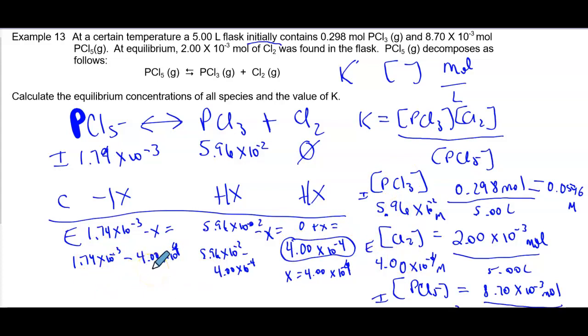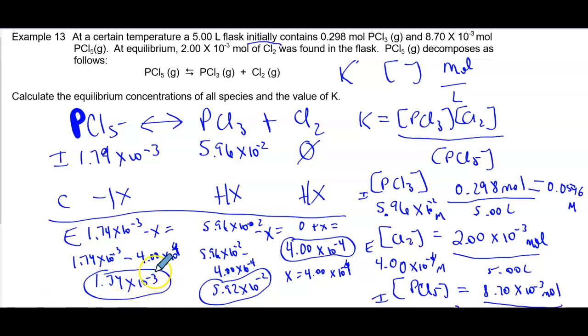So I'm going to take 1.74 times 10 to the negative third minus 4.00 times 10 to the negative fourth, and I get 1.34 times 10 to the negative third. And then I'm going to do this part next. 5.96 times 10 to the negative second minus 4.00 times 10 to the negative fourth. And I get this one to be 5.92 times 10 to the negative second. Now I have an equilibrium value for this one because it's down in my E spot, and I have an equilibrium value for this one.